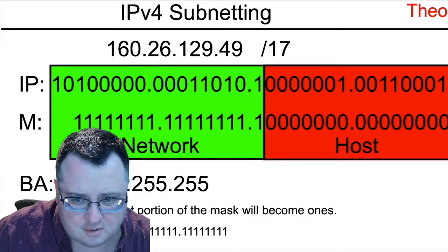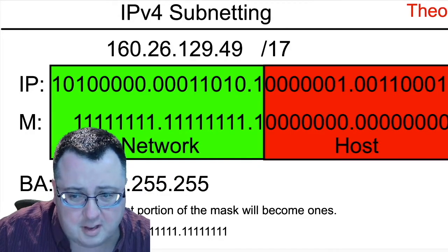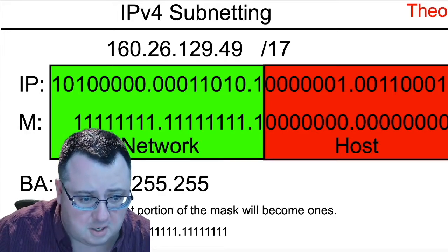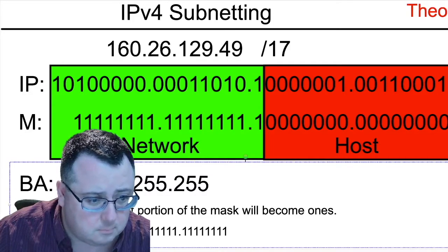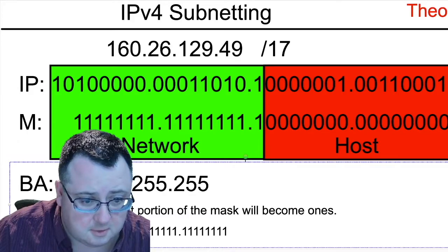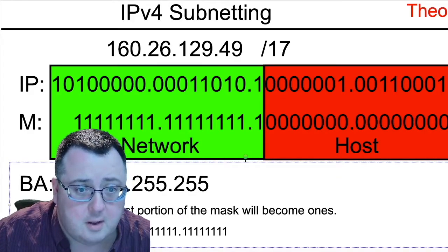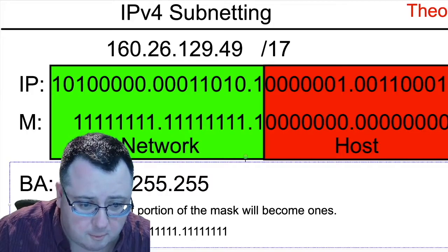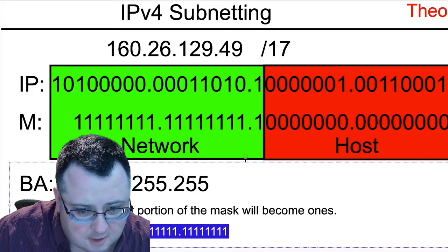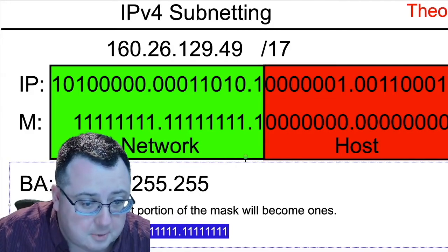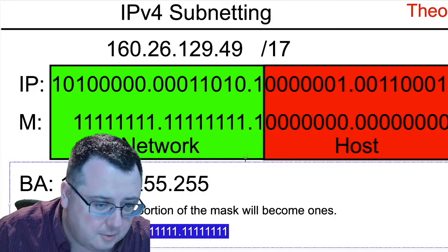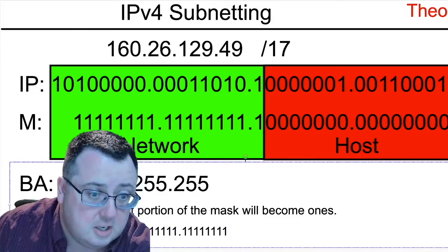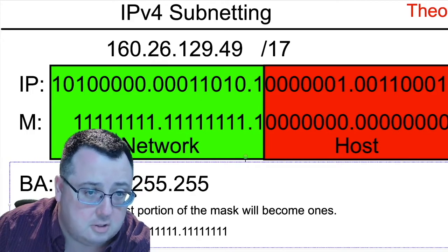Now we look for the broadcast address. The broadcast address will be found by taking everything in the host portion and making it into a 1. So if you look here at the binary that I've got at the bottom, this part is the same as the mask at the top. But everything to the right of the 17th digit has become 1. And what happens when everything becomes 1? We get 255.255, which is what the broadcast address is. It's 160.26.255.255.